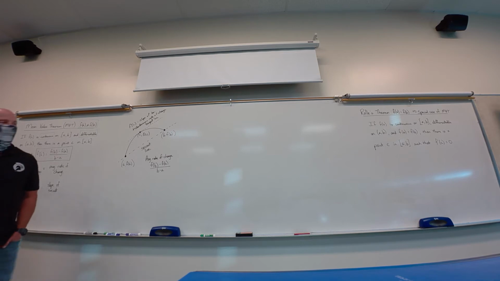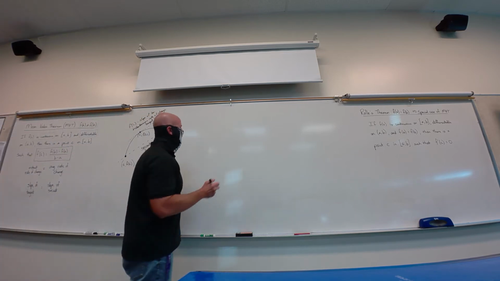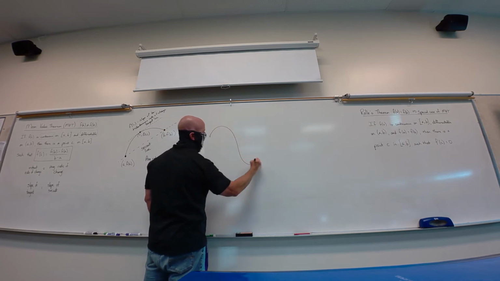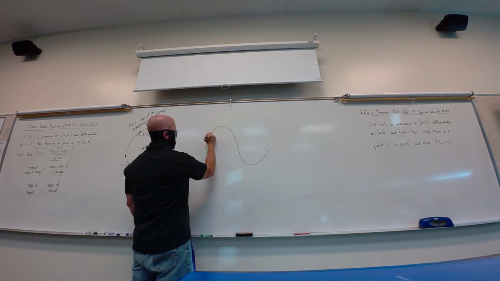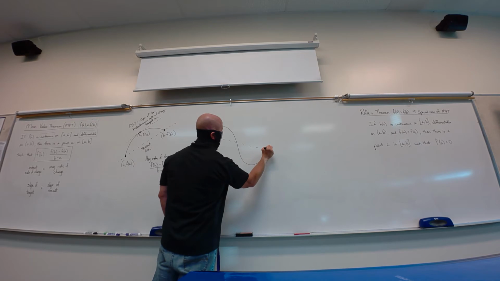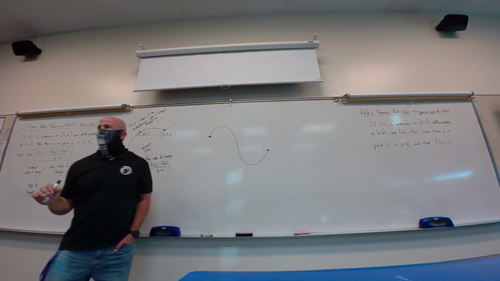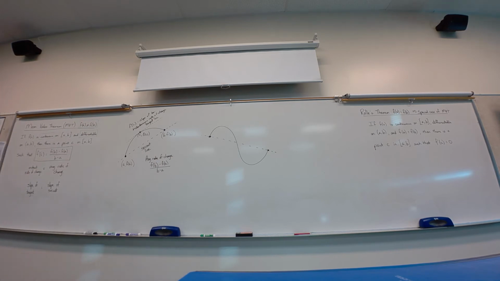Now, you can have more than one point c in there. Let me give you a graph, something like this. If this was the endpoint, that would be the secant line connecting the endpoints. Is the slope of that secant positive or negative? Negative. And that would be the average rate of change between those two points.